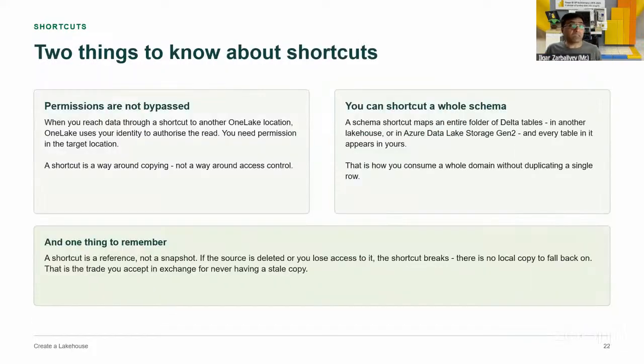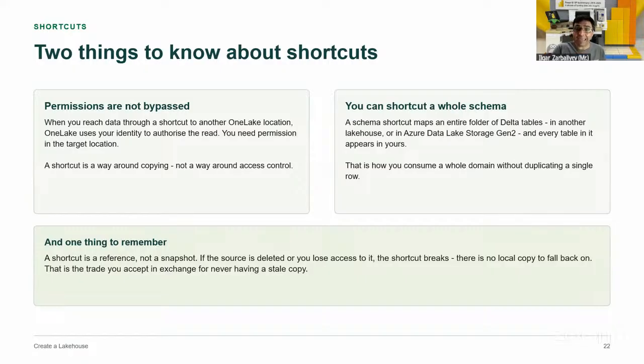Two things worth knowing, and then one thing worth remembering. First, permissions are not bypassed. When you access data through a shortcut to another OneLake location, OneLake uses your identity to authorize the read. You need permission in the target location. So a shortcut is not a clever way around access control. It's a way around copying. If you cannot read the source directly, the shortcut will not help you.